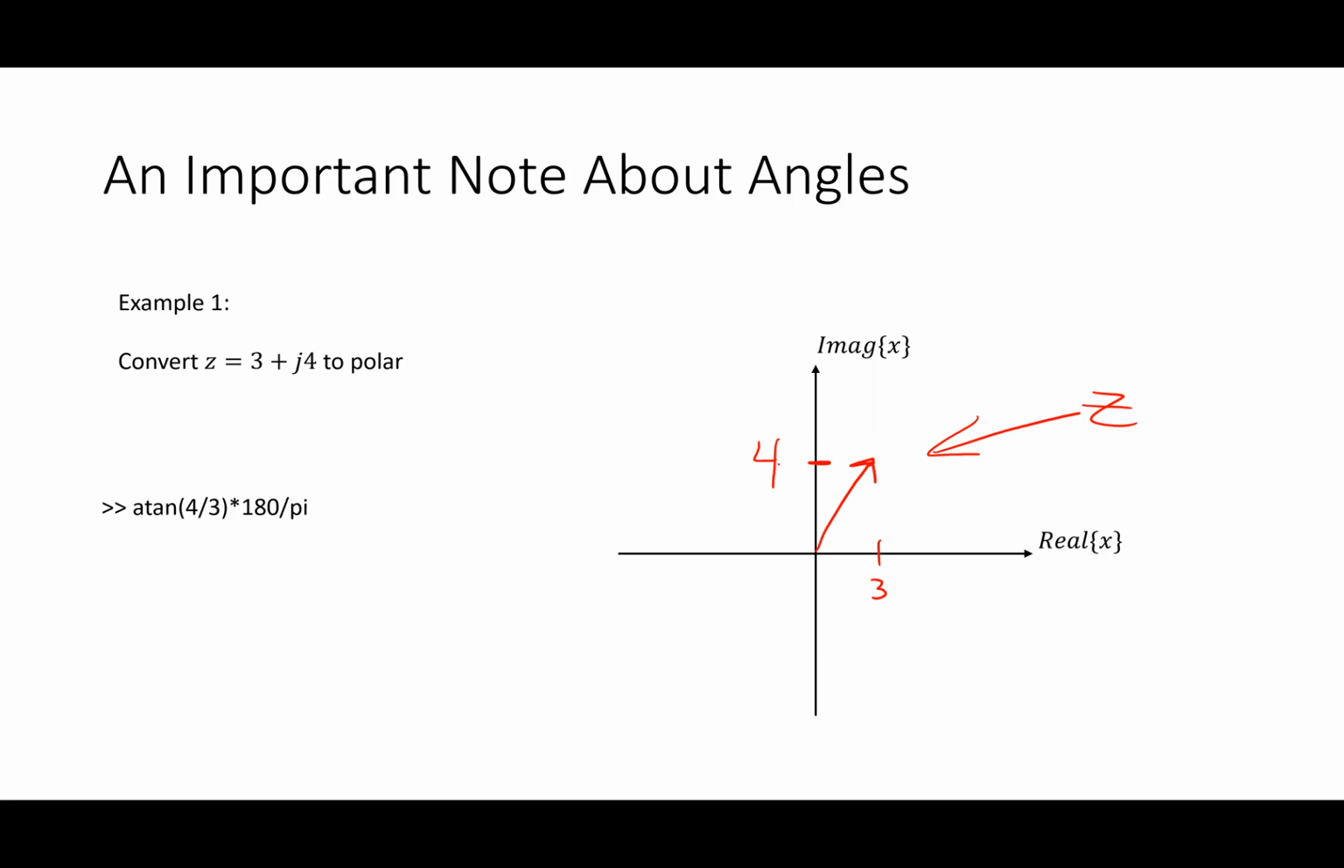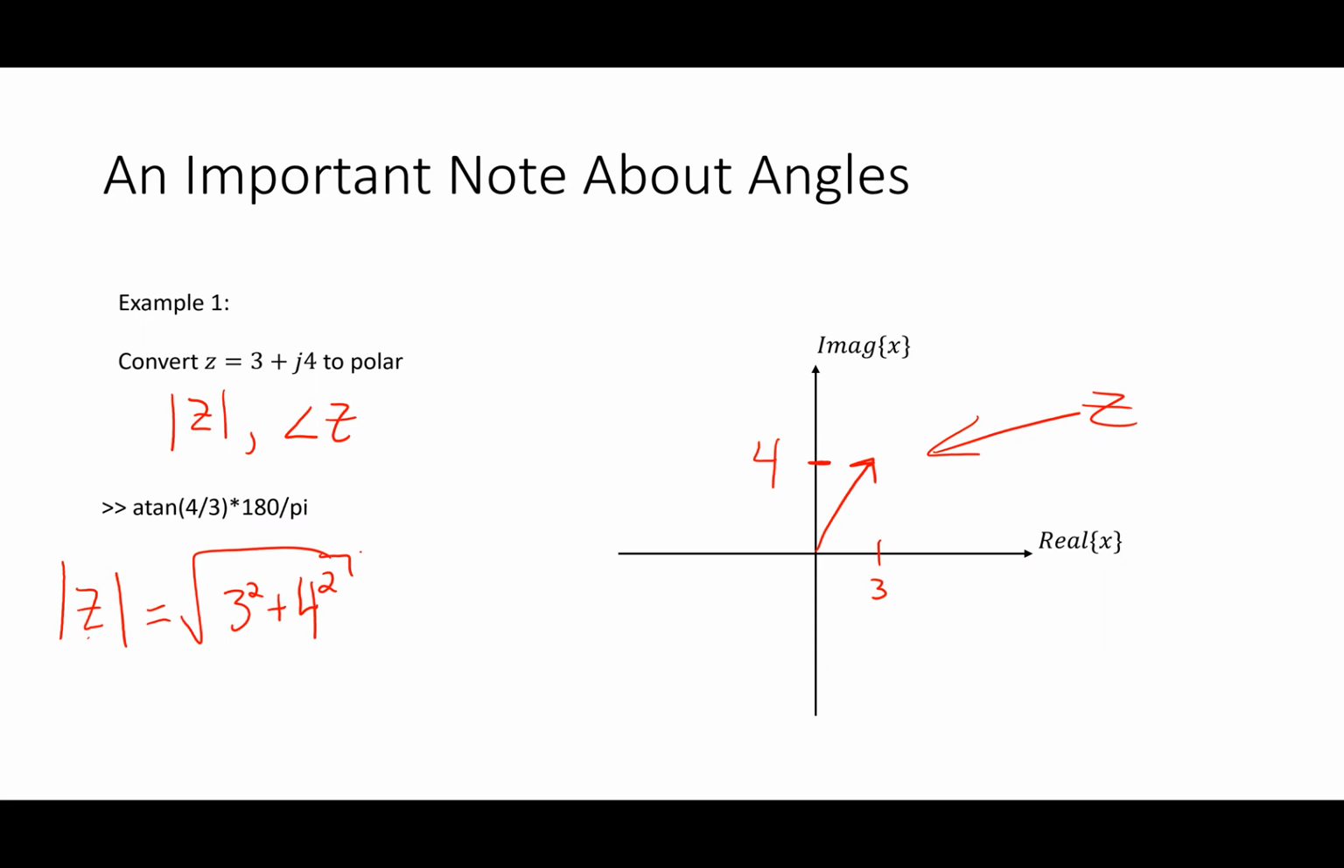So let's say I want to put that into polar form. In other words, I want to know the magnitude of z and the angle of z. Sometimes I write that as angle z. So what is its magnitude? How do I get that? Pythagorean theorem, nice and simple. The magnitude of z is the square root of 3 squared plus 4 squared, and that works out to be 5.